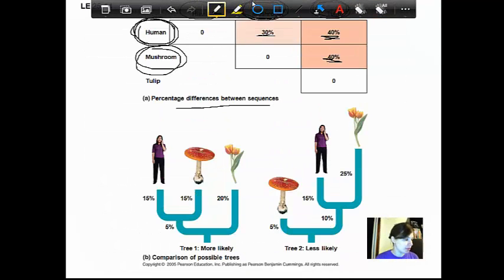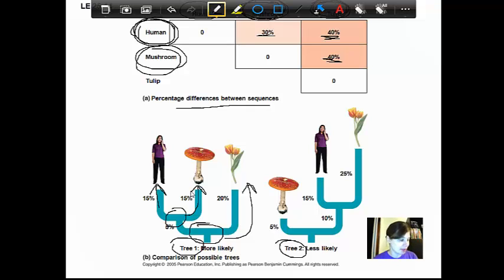Okay, so down here at the bottom, you see there's tree 1 and tree 2. We could say there was a common ancestor that split into tulips, and then another split between humans and mushrooms. That might seem more likely because humans and mushrooms share more DNA. That would make sense based on that 30%, right?